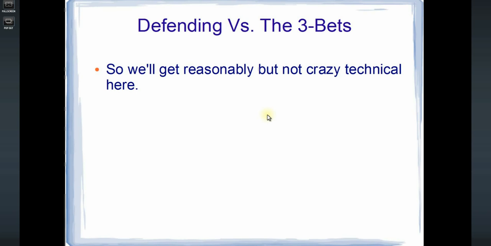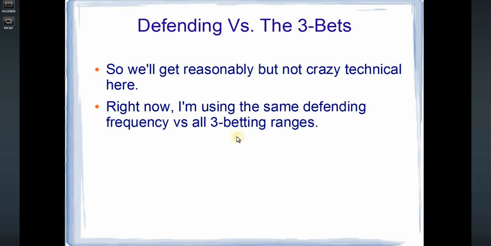So we'll get reasonably but not crazy technical here. Right now, I'm using the same defending frequency versus all 3-betting ranges, as I just talked about. And while I did play a little bit of poker last year, it's no secret that I haven't played much since Black Friday. So when I say these are the ranges that I'm using now, I'm saying these are the best ranges I have. If I were to be playing 6-max right now, these are the ranges that I would use, pretty much readless, if I thought I was playing against good opponents.